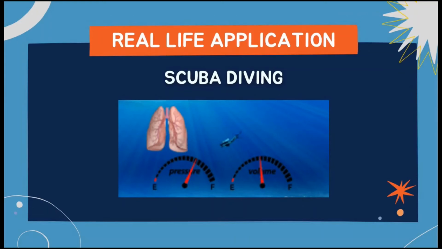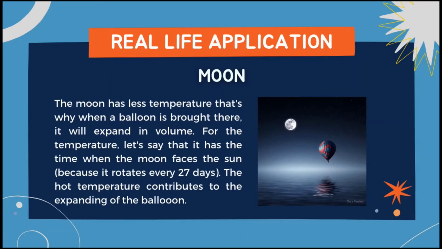Here is an example of a real-life application of combined gas law. It shows that as the pressure increases, the volume decreases because they are inversely proportional to each other. This is also an example of real-life application of the combined gas law. The moon has less temperature, that's why when a balloon is brought there, it will expand in volume. But what about temperature? Let's say that it has the time when the moon faces the sun because it rotates every 27 days. The hot temperature contributes to the expanding of the balloon.